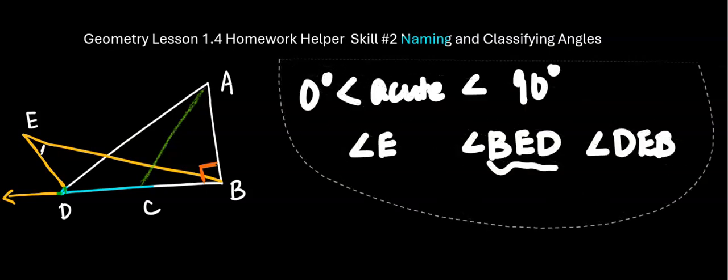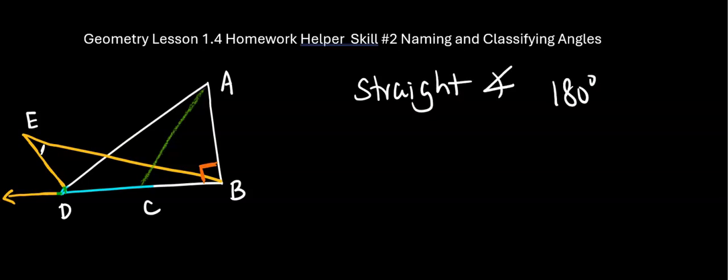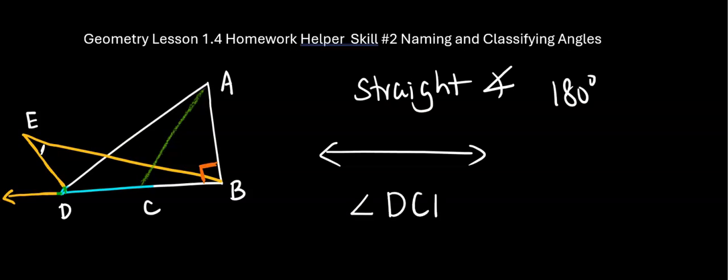All right, we have one more example. We will be done with this skill. We are going to find a straight angle. A straight angle has to be 180 degrees, so it's a straight line. What do you see? I'm looking at angle DCB. Angle DCB. I'm going to flip the order. I can say angle BCD.